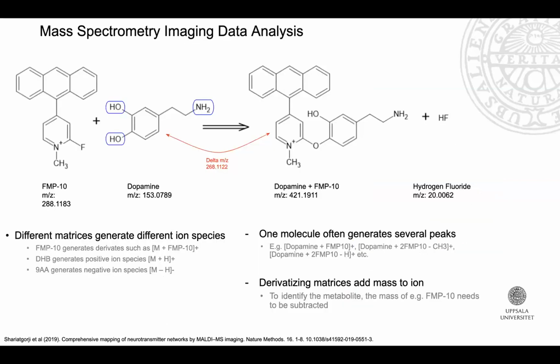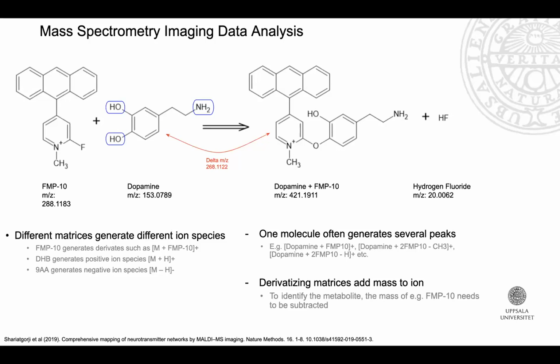So one thing to keep in mind then for the data analysis is you have different masses that you have to look at. So with 9AA and DHB, more people are used to the math that goes into identifying a peak. So dopamine, for example, with 9AA, you would see at 152 because it loses a hydrogen. DHB, you might see it at 154 because it gains a hydrogen.